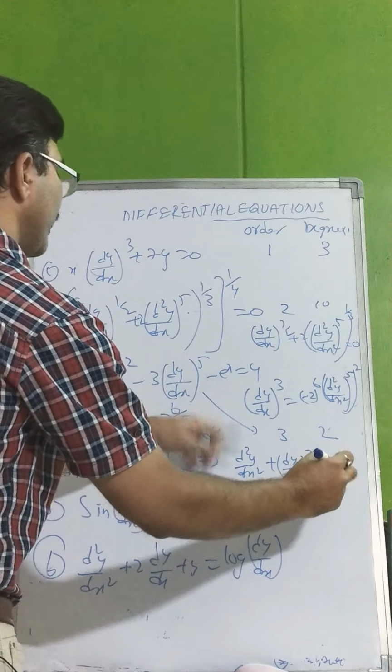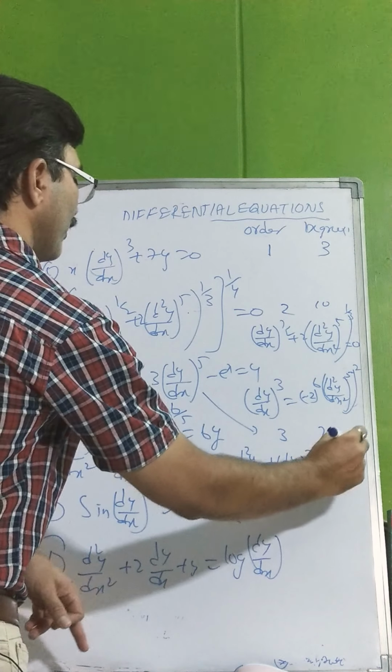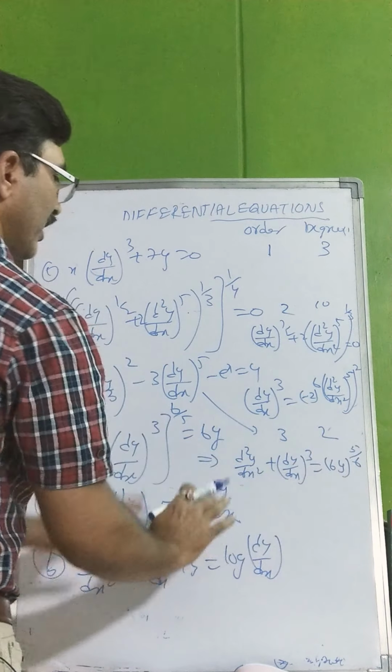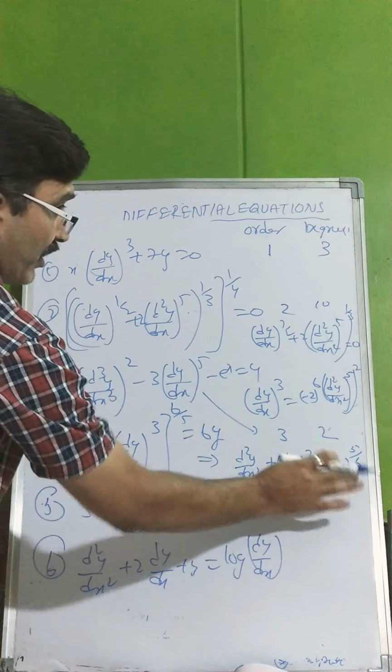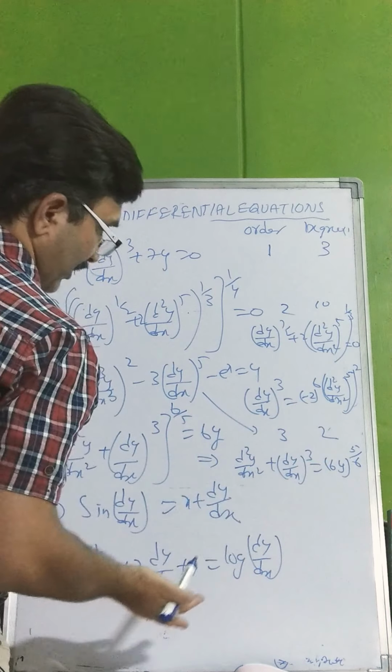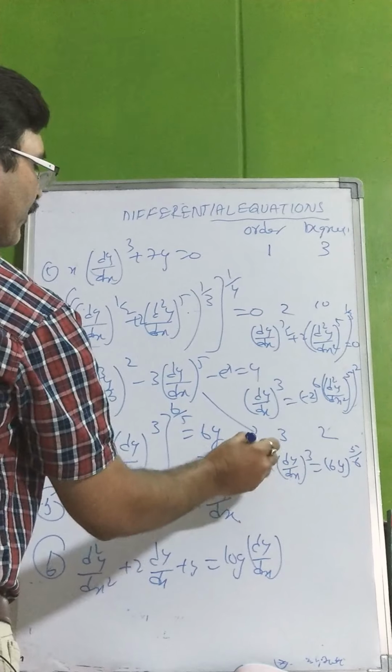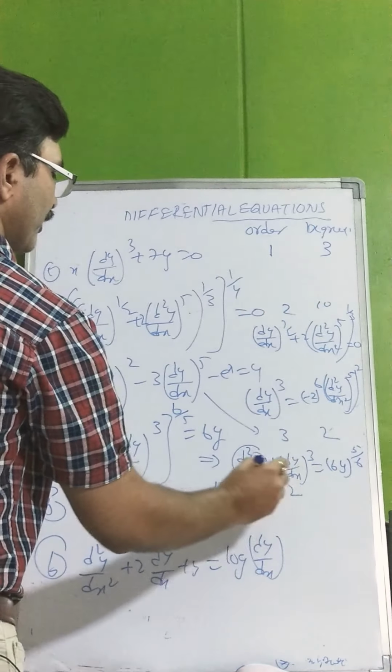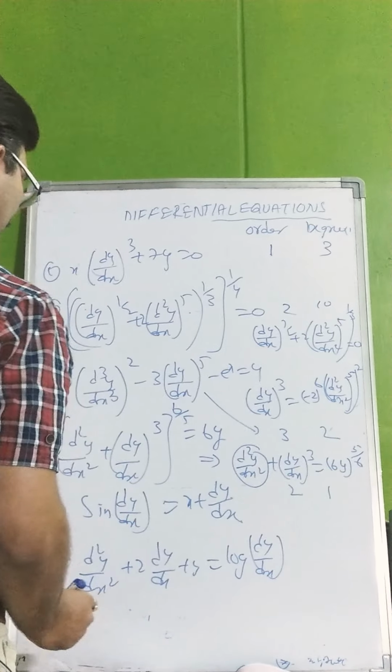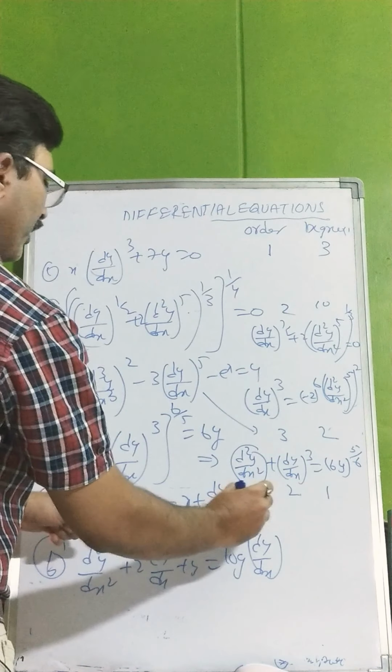Right, and straight away take that side, 6y to the power of 5 by 6 you can write. Nothing will happen here. There is no dy by dx term. So you can write like this. Now you see here, the order is 2. What is the degree? 1 we can say. Whereas here only dy by dx is there.